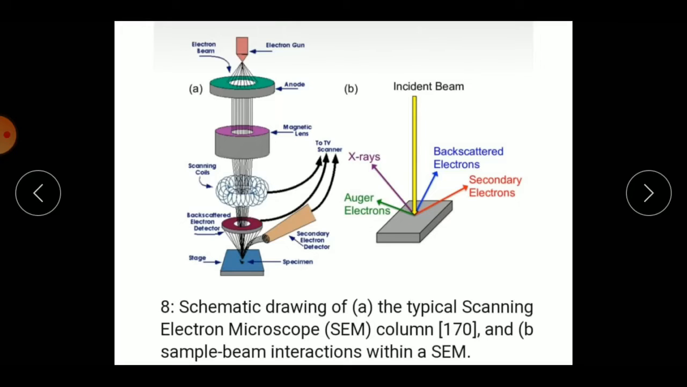When that incident electron beam is striking on the specimen, it will form Auger electrons, X-rays, backscattered electrons, or secondary electrons. When all these are formed, the detectors that are present here and here will collect all these X-rays, backscattered electrons, and secondary electrons, and then convert them to a signal that is sent to a screen that is similar to a television screen, that is a TV scanner. So this will produce a final image, and that image will be displayed on the photographic records of a screen. So this is about the working of the scanning electron microscopy for the characterization of nanomaterials or nanoparticles.